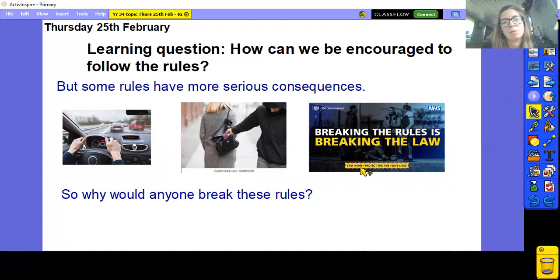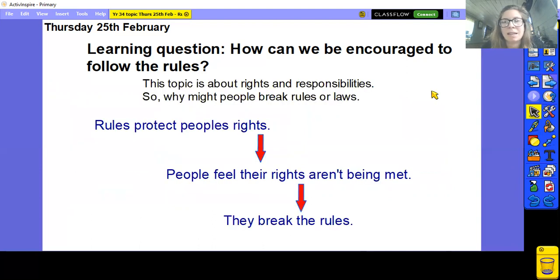So why do we think people might break these rules? Well, sometimes, unfortunately, people do just break rules, but let's think about it really carefully. Because our topic is all about rights and responsibilities, these words are going to come up a lot. So rules are there to protect people's rights. If people feel that their rights aren't being met by the rules, so if they feel that a rule is unfair in some way and that it means that their right is not being met, then they might break a rule.